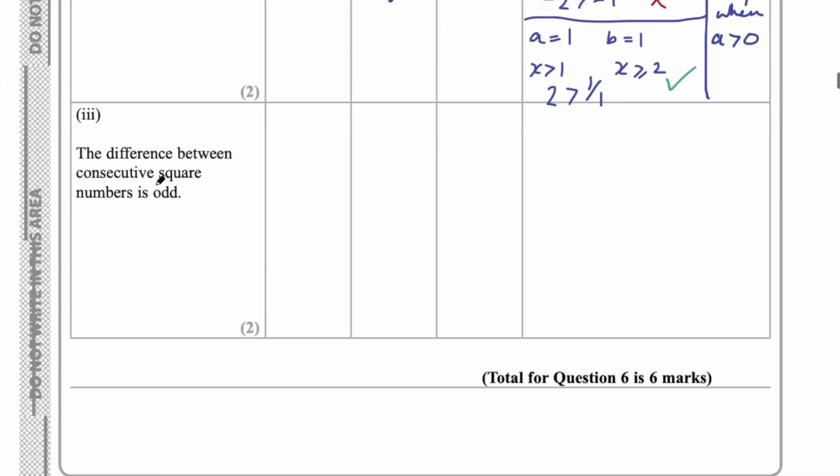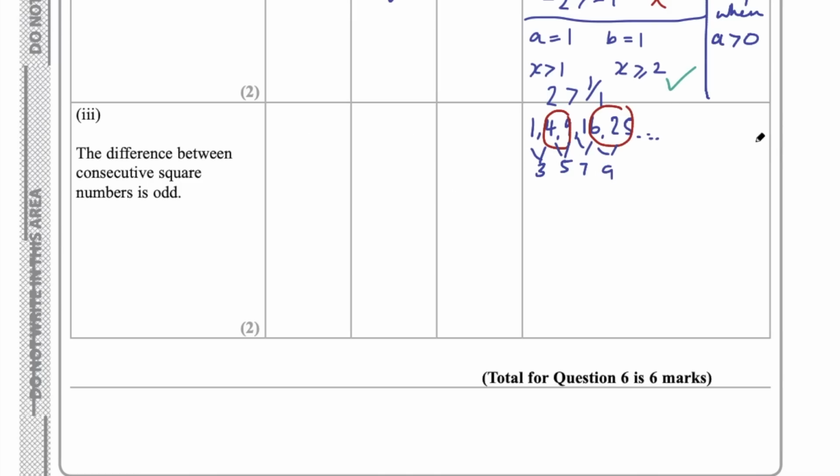And the last statement, the difference between consecutive square numbers is odd. So consecutive square numbers, if we think of the square numbers 1, 4, 9, 16, 25, etc. The consecutive square numbers are the ones next to each other. So 4 and 9, 16 and 25, they're consecutive square numbers. And so if we're talking about the difference between consecutive square numbers, well, let's have a look. So the difference between 1 and 4 is 3, 4 and 9 is 5, 9 and 16 is 7, 16 and 25 is 9. So they're all odd numbers, so it's looking good so far.